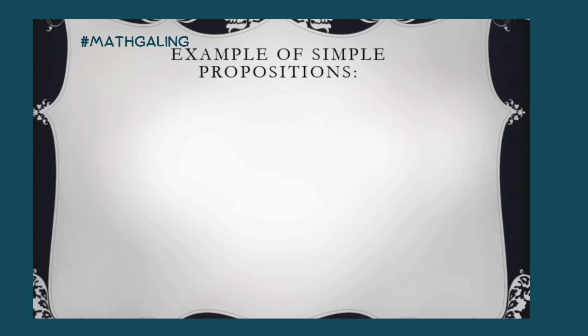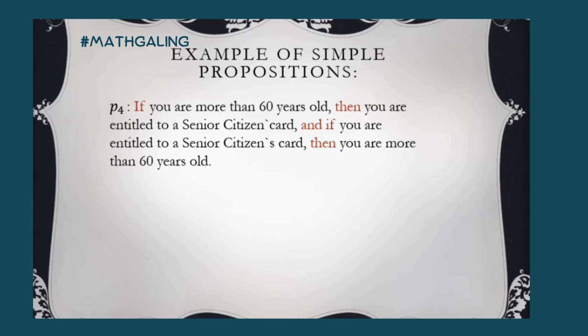Next, another example of propositions: if you are more than 60 years old, then you are entitled to a senior citizen's card. And if you are entitled to a senior citizen's card, then you are more than 60 years old. So our given here is if A then B, and if B then A. A is the statement you are more than 60 years old, and B depends on being entitled to a senior citizen's card.